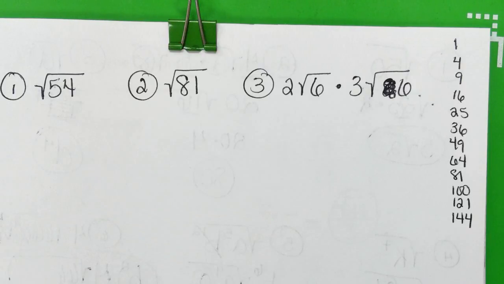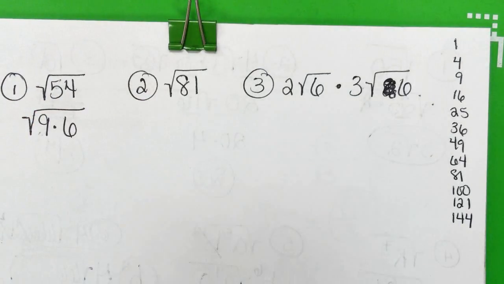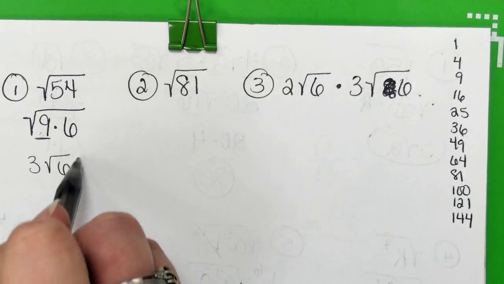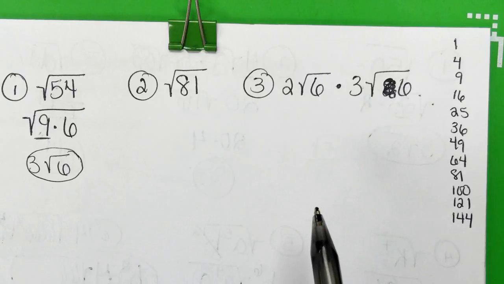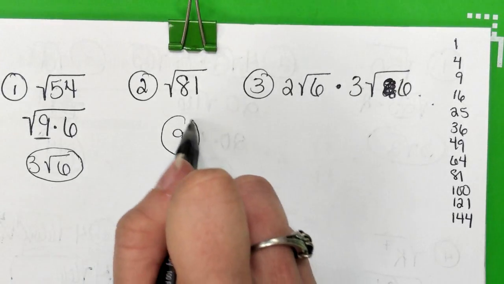54 is 9 times what? 6. 9 times 6. Perfect. It has to be a number on that list. And so 9 is special. What's he get to come out as? 3 square root of 6. Very good. 9. What about number 2? Just 9 is your answer. Very good.